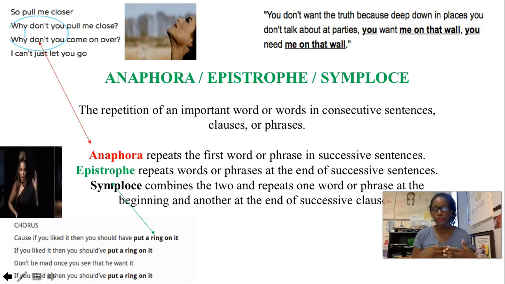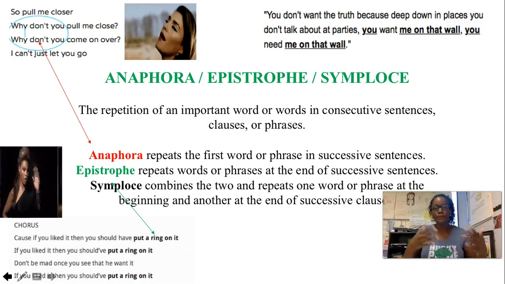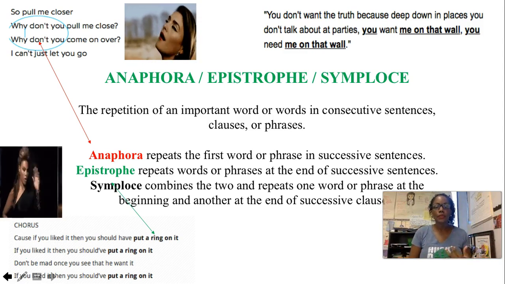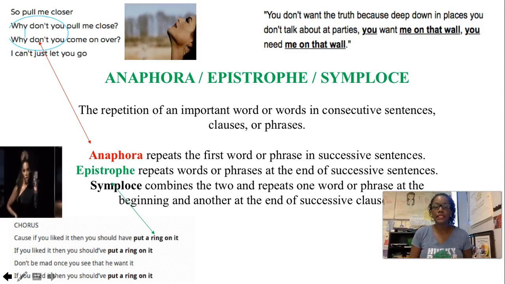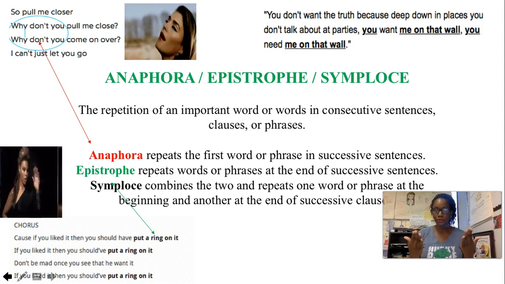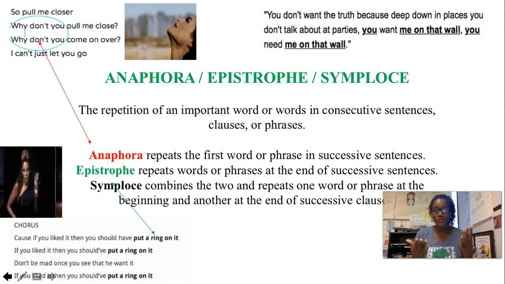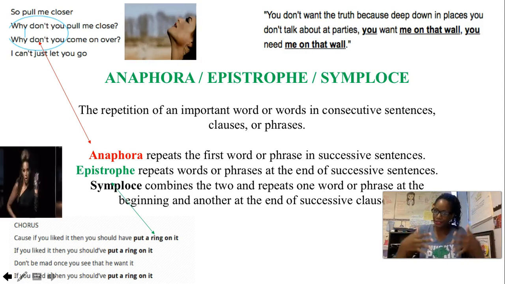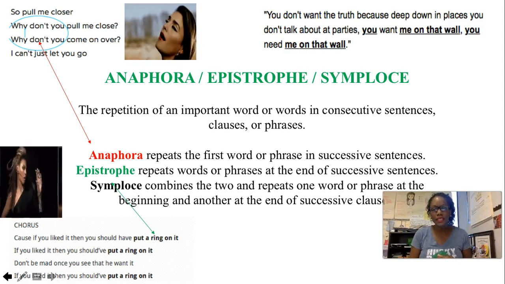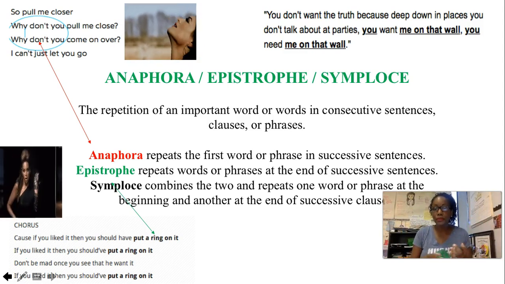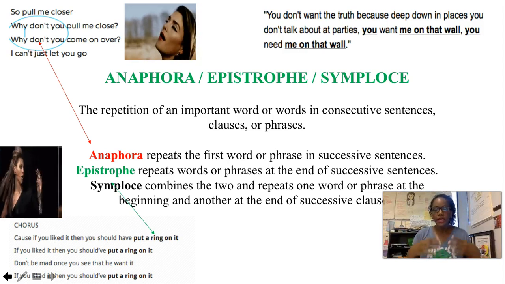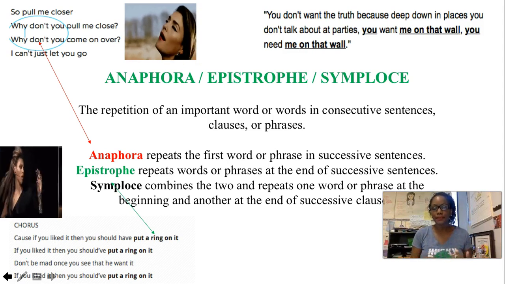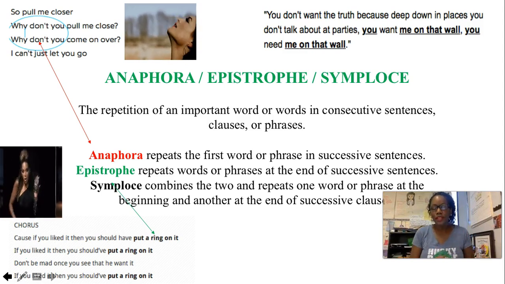So those are the two examples for the repetition of a word or words in consecutive sentences, clauses, or phrases. And then we have symploce, which is a combination of anaphora and epistrophe. So if you were to add anaphora and epistrophe together, then you would have symploce. Anyways, this one is a little bit more challenging to find in music, but you definitely see it in rhetoric, like in politics and American rhetoric. So here's the example, and this is from A Few Good Men.